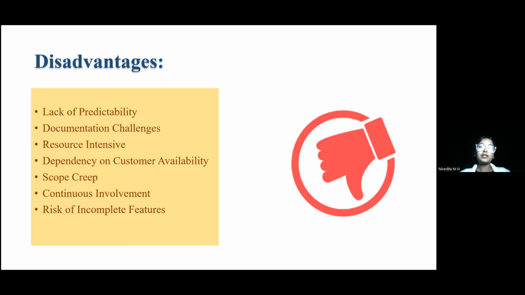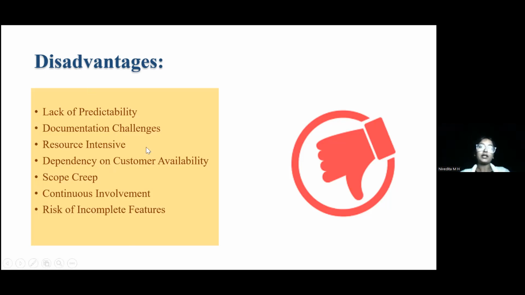So, dependency on customer availability. If the customer or the reviewer is not available, then it will be a disadvantage, because if we don't get any feedback, that particular unit will be at a halt. We cannot process it further.